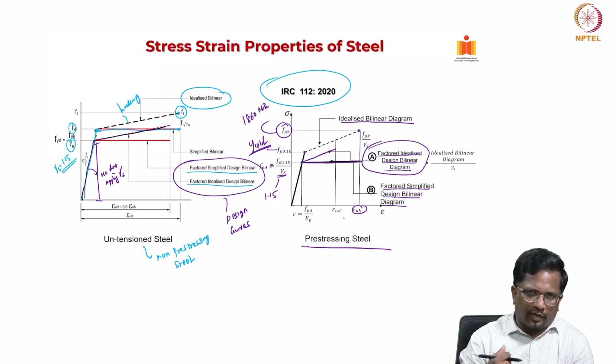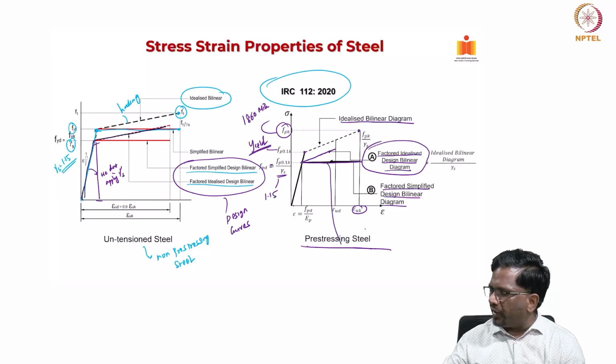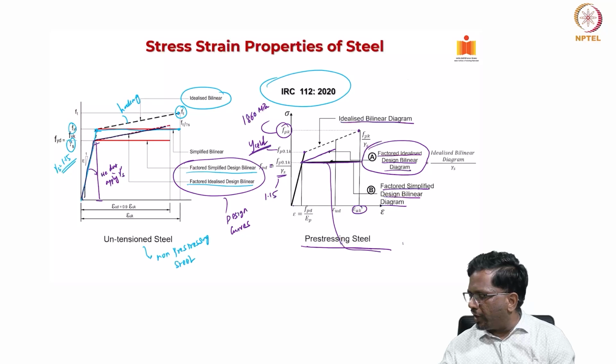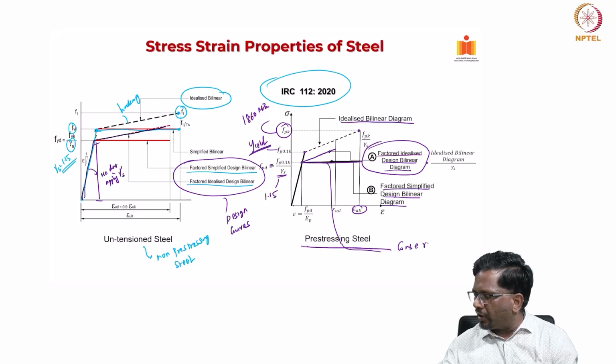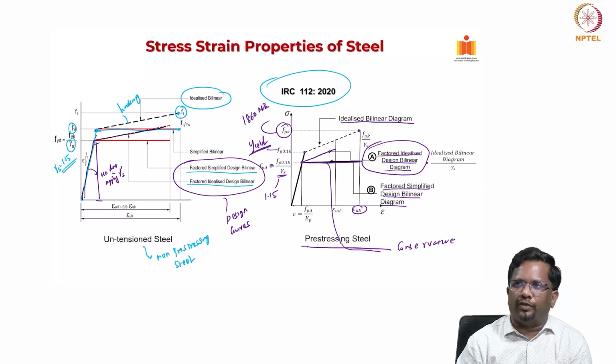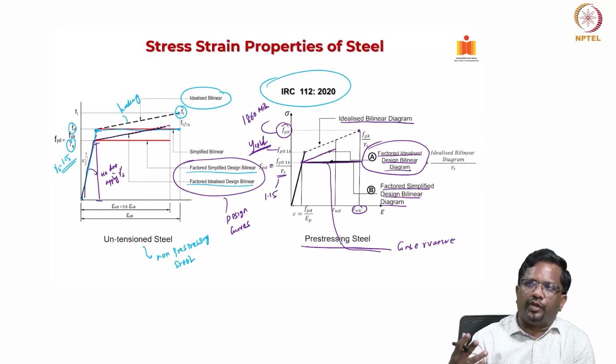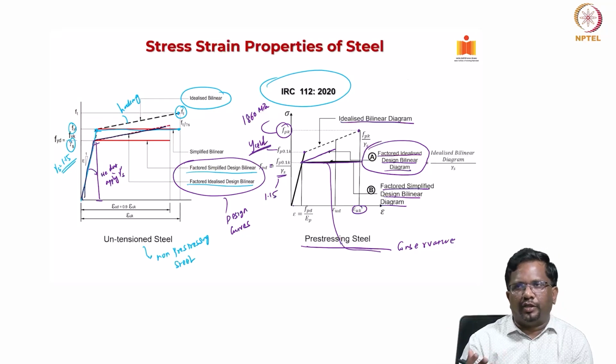One is the factored idealized bilinear curve or factored simplified curve. When you use this factored simplified curve, of course your calculations are going to be conservative. So you are going to estimate it at a lower value, which is good. That's why the code is saying either you do the simplified way or the factored idealized design bilinear curve. Either way is acceptable by the code.